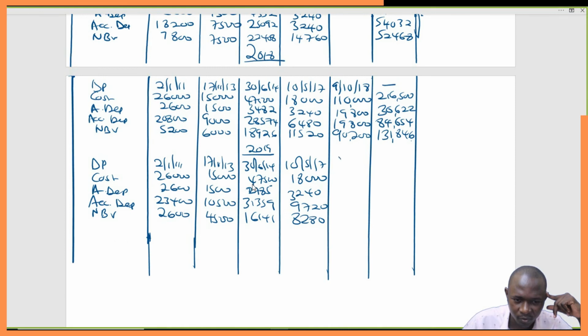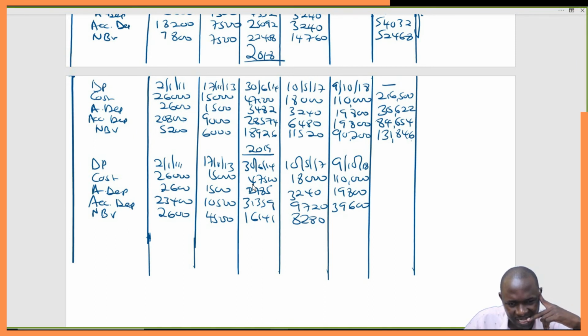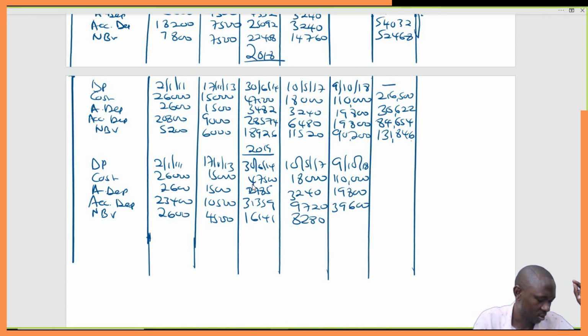Then this one will be 9, 10, 18. It was bought at 110,000. The annual depreciation is 19.8, the same because it's the straight line method. So 19.8 plus 19.8, that should give you 39,600, I suppose. Yeah, 39,600. So 39,600 minus 110,000. That gives you 70,400.